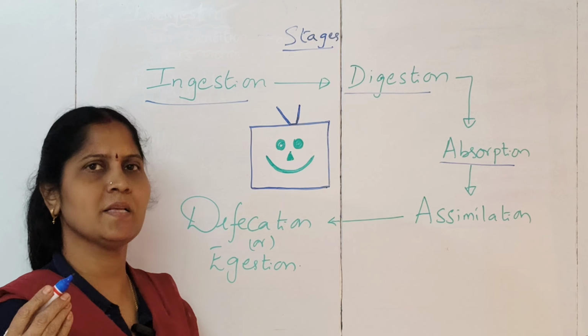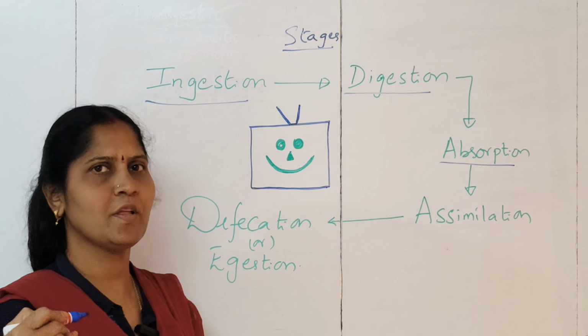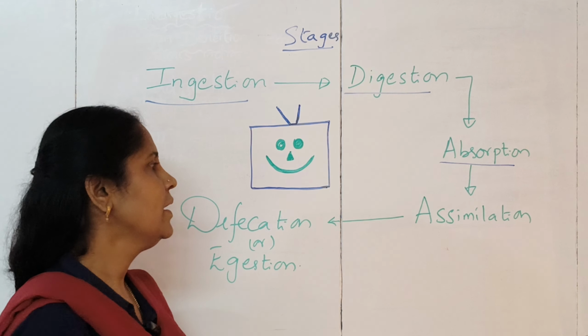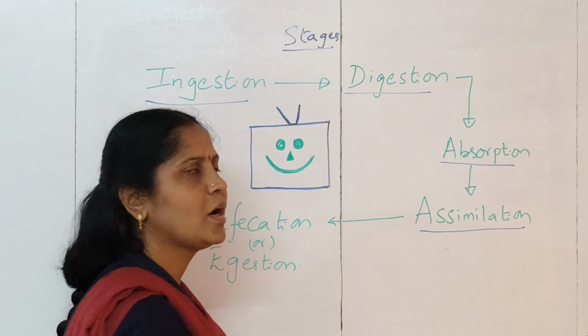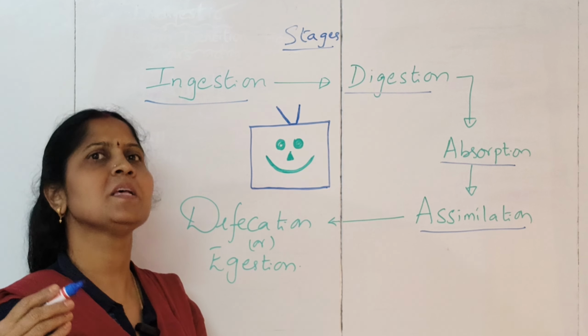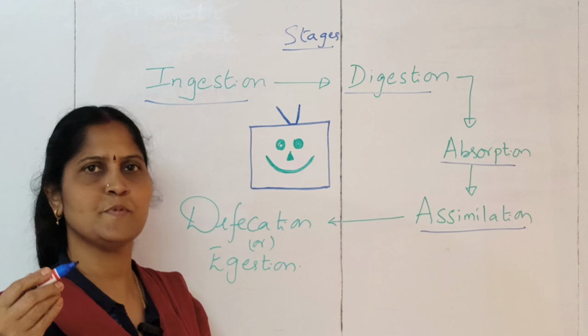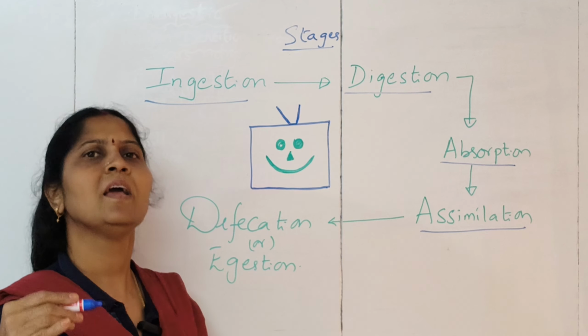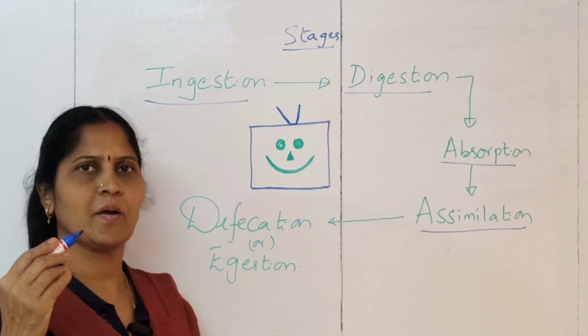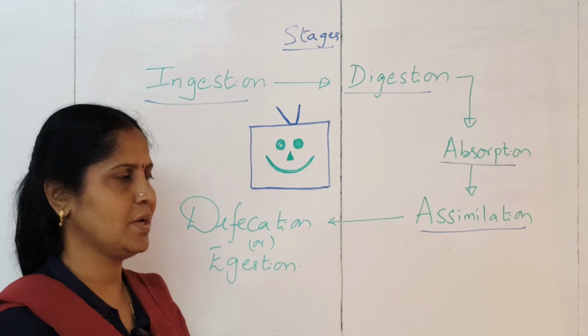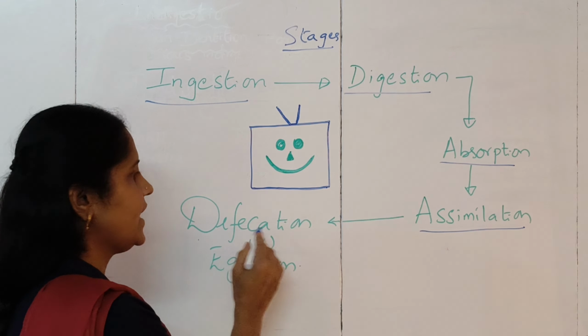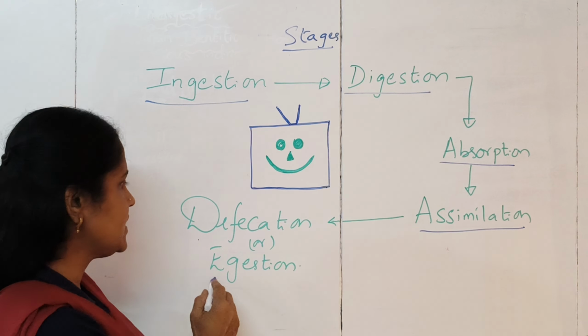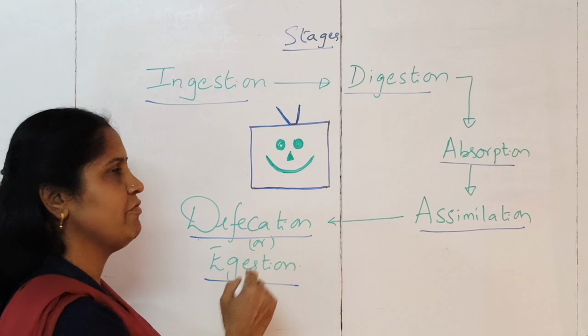Absorption takes place through the villi of the small intestine, if you remember. Then we have assimilation. What is assimilation? Assimilation is when the nutrients that got absorbed into your system give energy to your body. After assimilation, the undigested food will be sent out. It is called egestion or defecation.